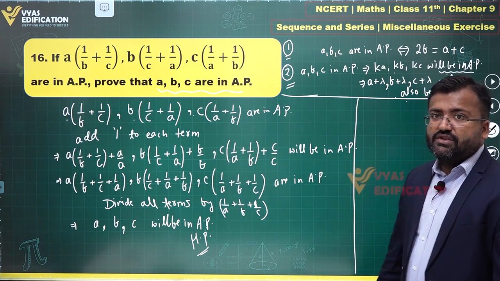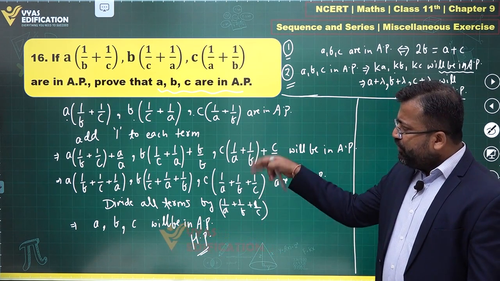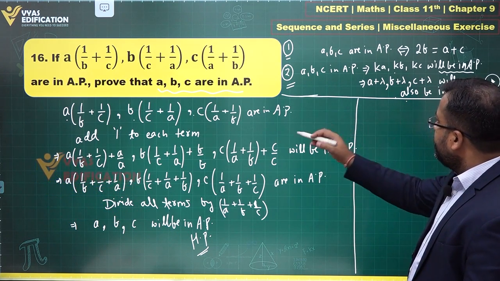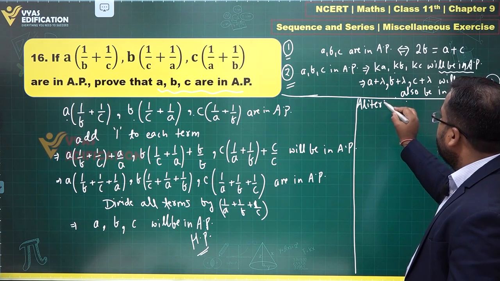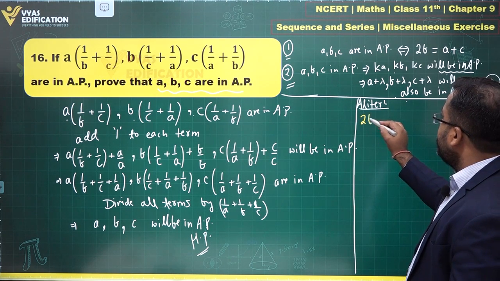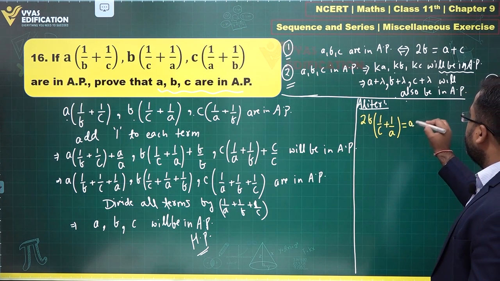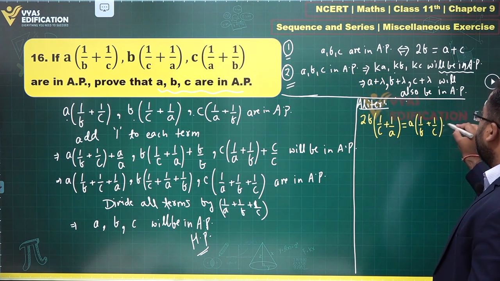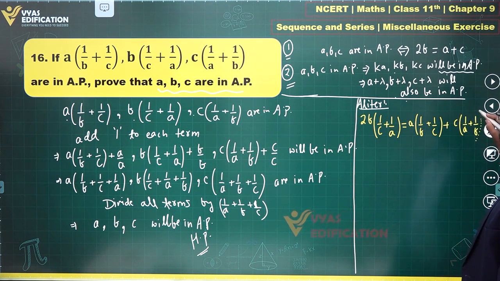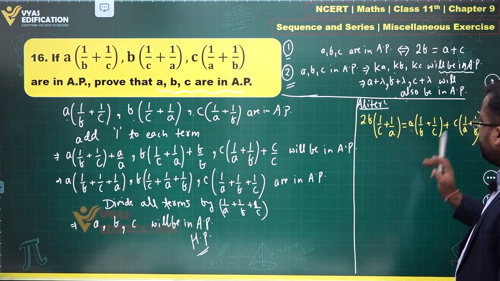What about the other idea, the first one, direct one? Will we be able to solve this question using that idea? Yes. But approach will look like this only. Why? Because you need to simplify the calculations here. So alternative method. If it is given that these numbers are in AP, I can write 2B times 1 upon C plus 1 upon A is equal to first term A times 1 upon B plus 1 upon C plus C times 1 upon A plus 1 upon B. Now if you observe carefully, what do I need to do? I need this 2B to remain as it is, A and C should also remain as it is.